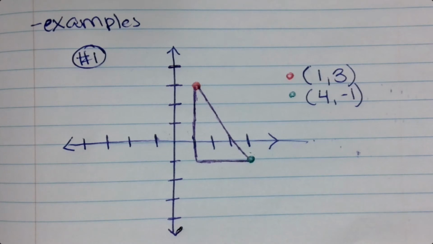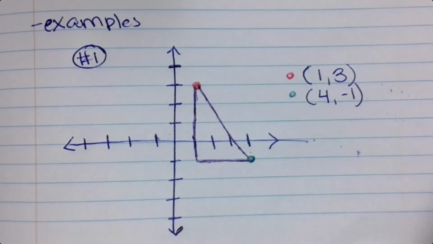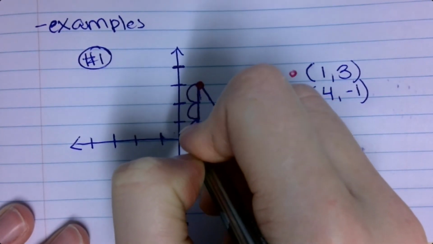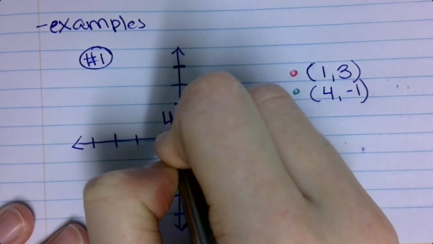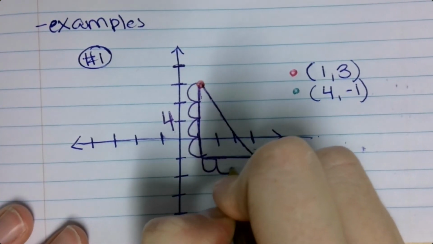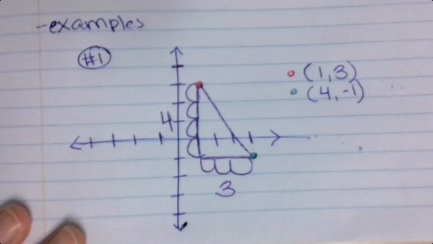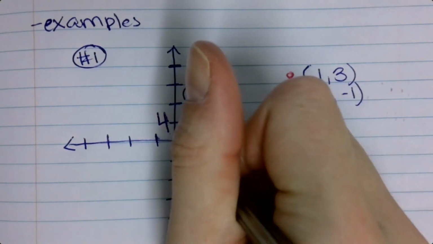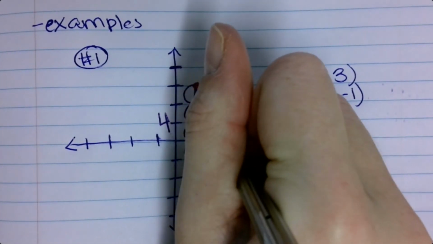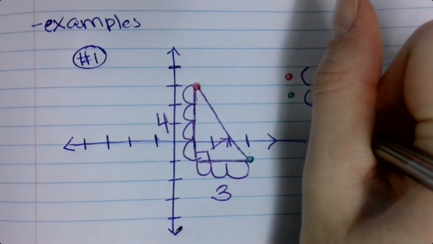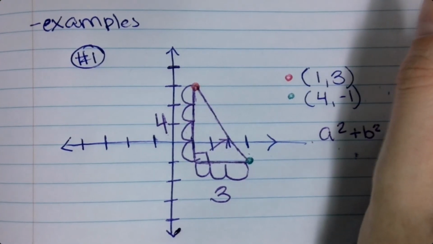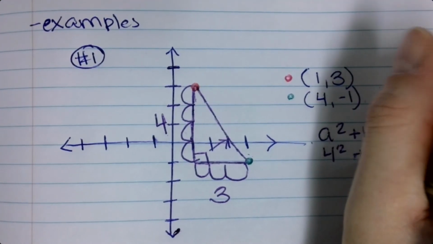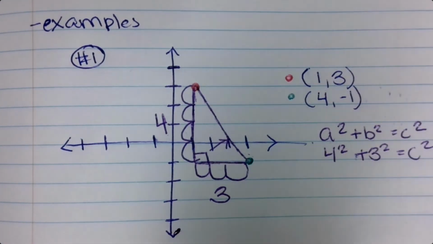So then what we need to do is, again, count boxes, just like we did for slope. So this is 1, 2, 3, 4 up and down, and 1, 2, 3 left to right. So now I'm going to plug that into my equation for Pythagorean theorem. So a squared plus b squared equals c squared. I have 4 in for a, 3 in for b.